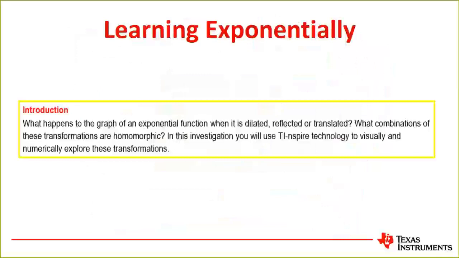The thrust of this activity is to try and determine what happens to the graph of an exponential function when it is transformed through either dilation, reflection, or translation, and what combinations of these transformations are what is known as homomorphic. Now, homomorphic is a fancy mathematical term. It's probably best in this setting just to colloquially describe it as a homomorphism or a homomorphic expression or function really is, it may look different, but it produces the same result.